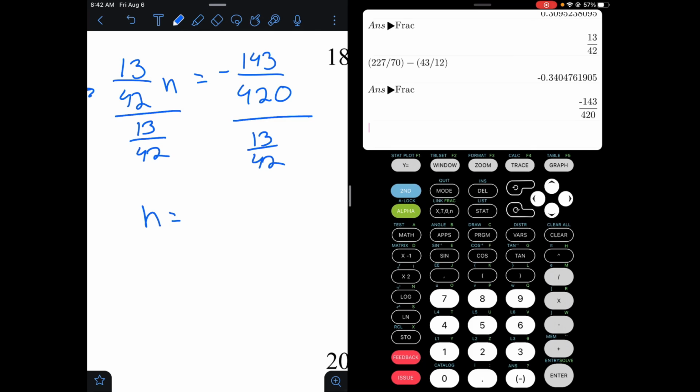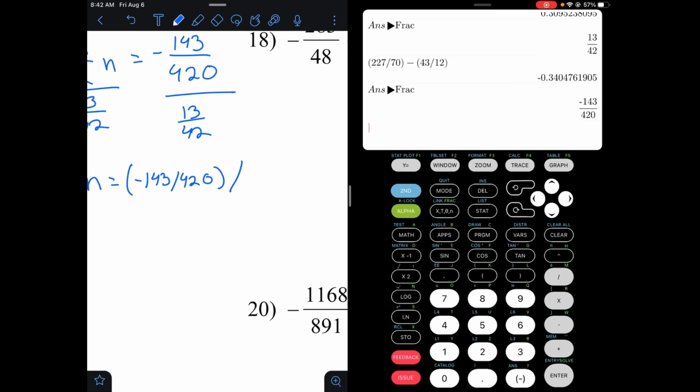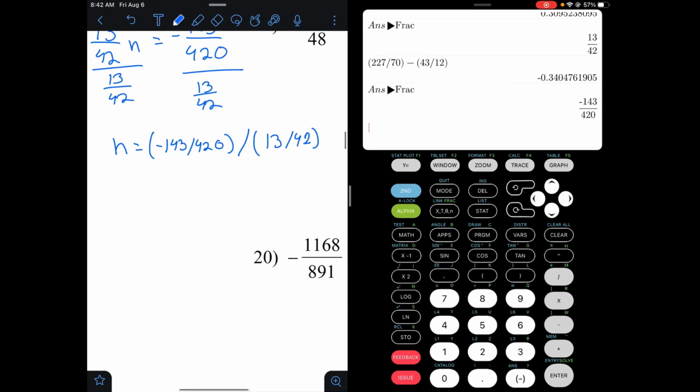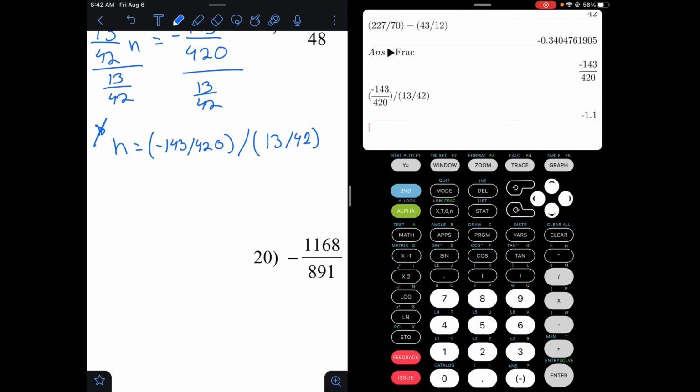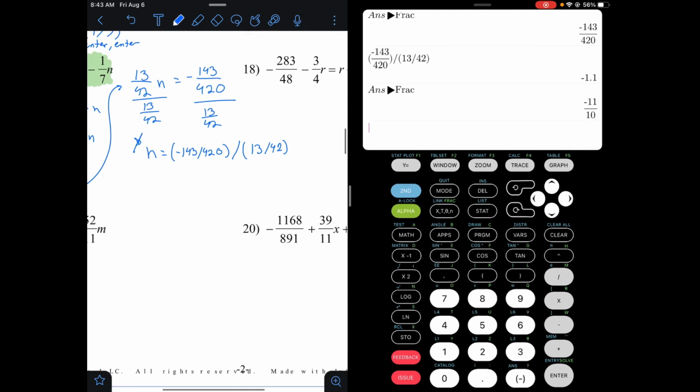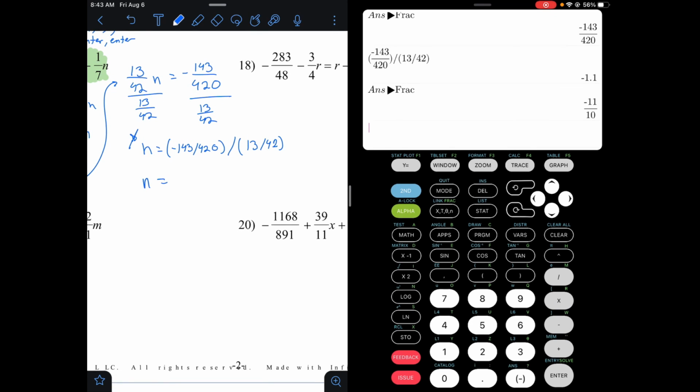So when you plug this in, you need to use parentheses. So you're going to do parenthesis negative 143 divided by 420, close parenthesis, and then division symbol, open parenthesis, 13 divided by 42. So let's go ahead and do that. I'm going to cheat a little bit and bring that up from over there. And then I'm going to divide that by 13 divided by 42, close parenthesis. All right, so tell me what you get here. So you plug this in, and you should get that n is equal to negative 11/10. Awesome.